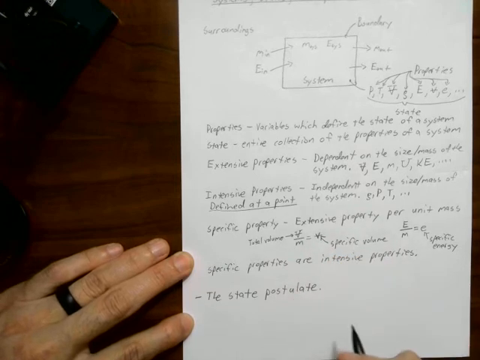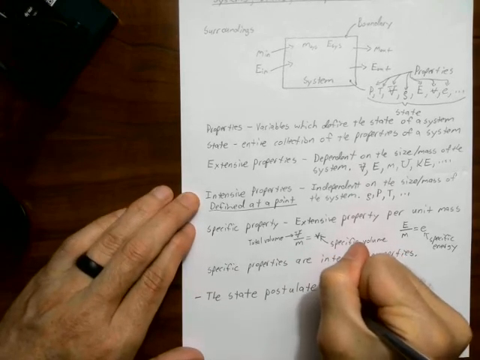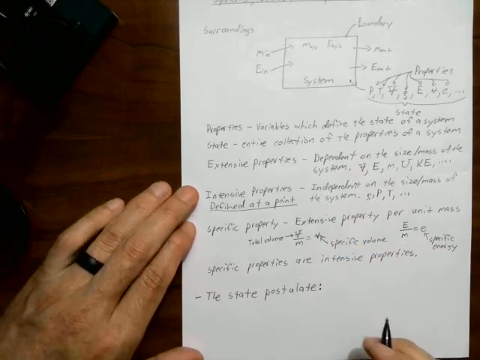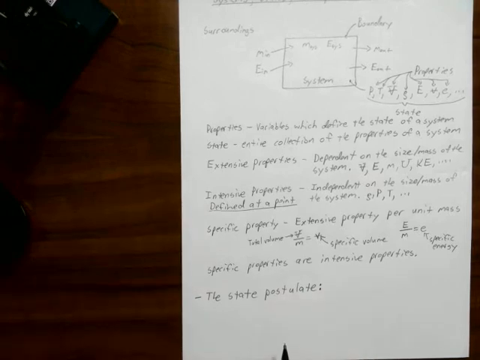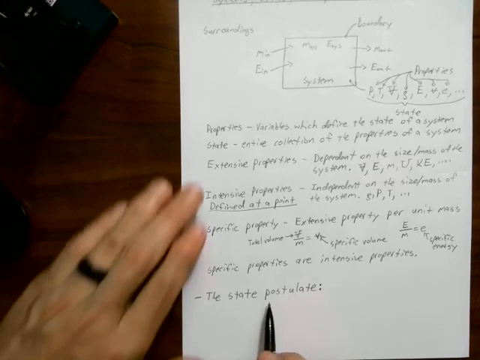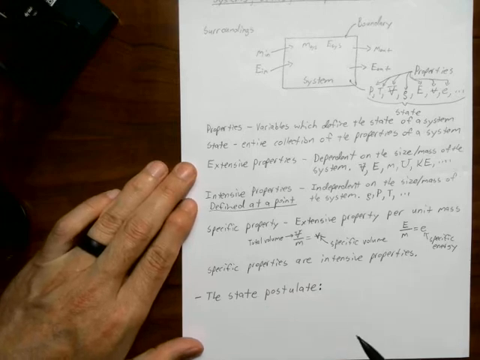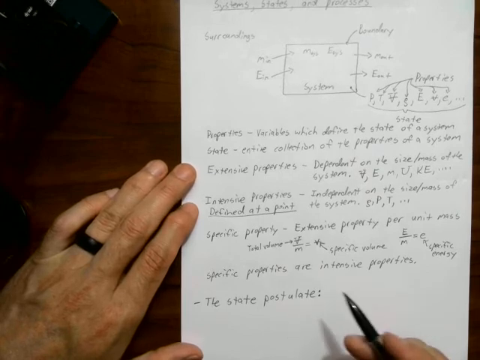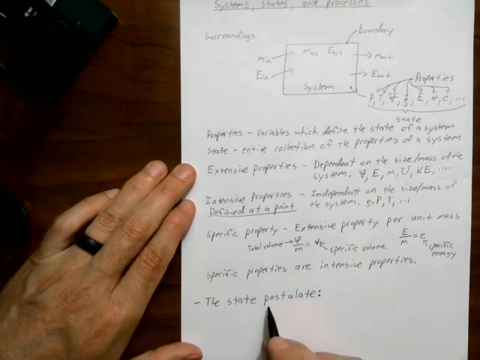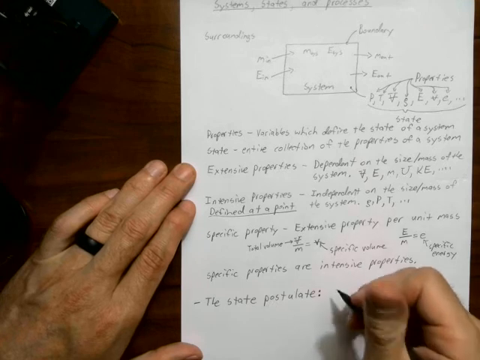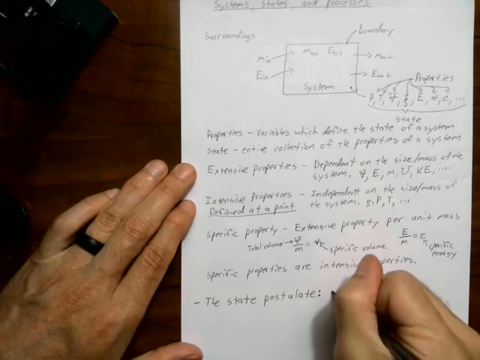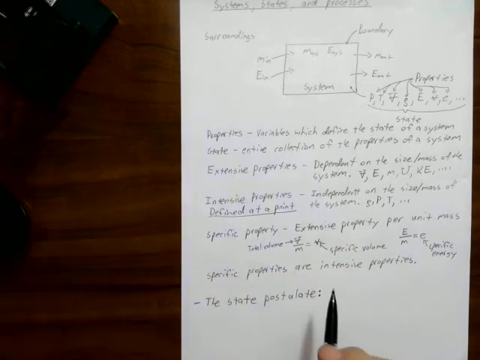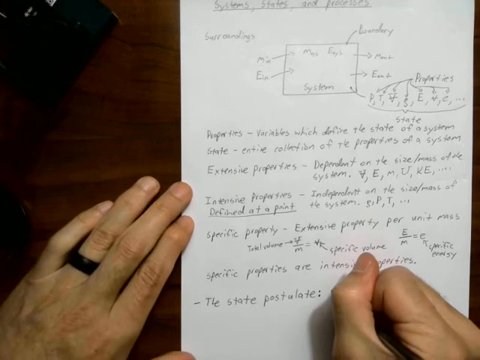This is an important definition of how we fix the state. It's a postulate, so it's one of the entering assumptions into our whole analysis, our whole theory. What it says is that if I give you two independent intensive properties, I fix the state.